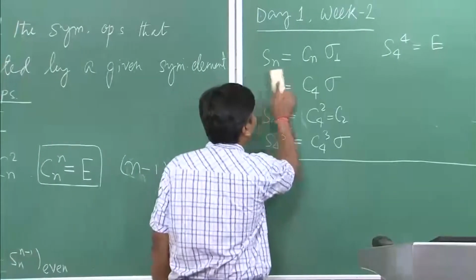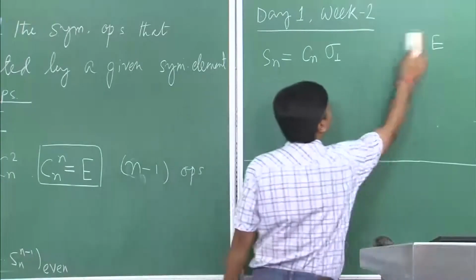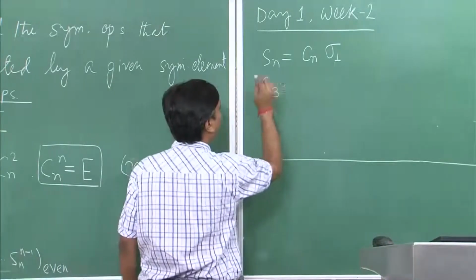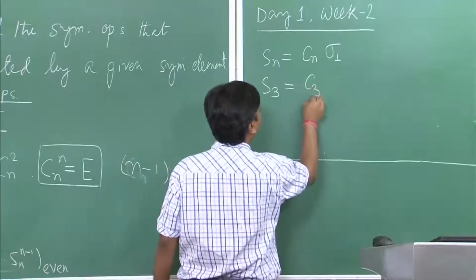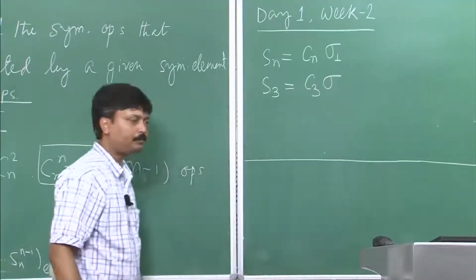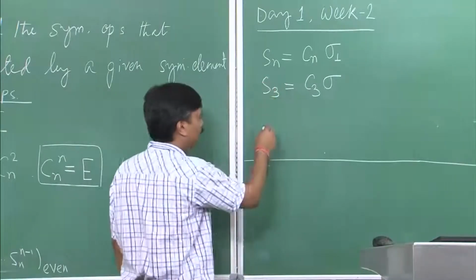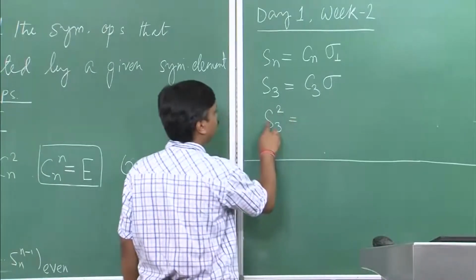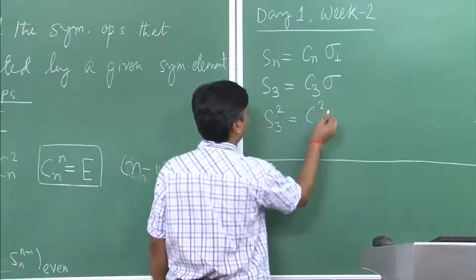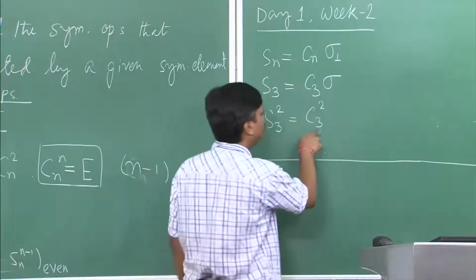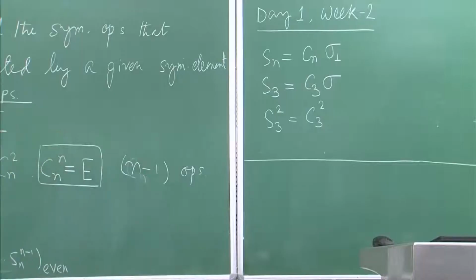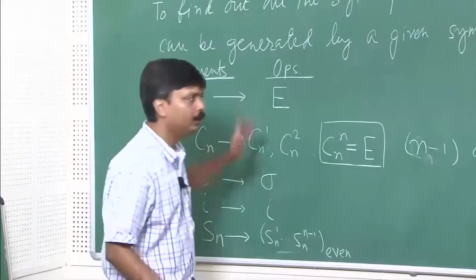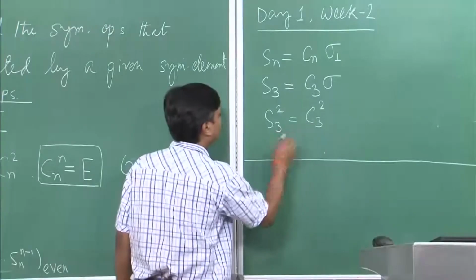Okay, so let's take a simple case of S3. 3 is an odd number. So S3 means I have a C3 followed by a sigma. All right. So this is S3^1, and I operate it twice. I get C3 squared, and sigma squared means identity. So this is C3 squared, which we have also generated for the proper axis of symmetry if Cn is C3. Okay. So S3^2 is nothing but C3 squared.